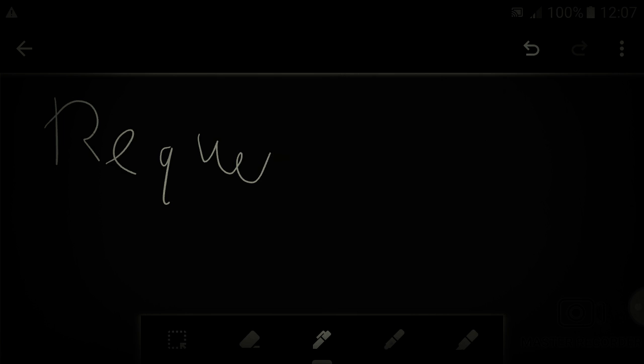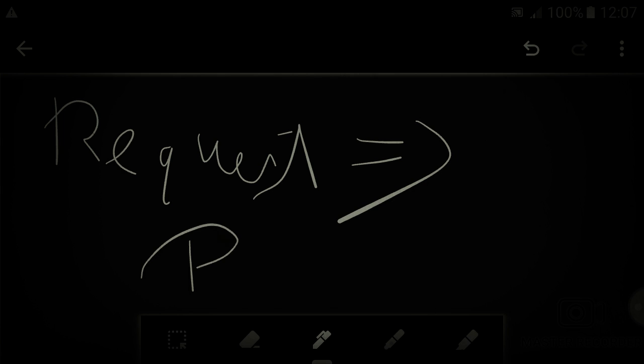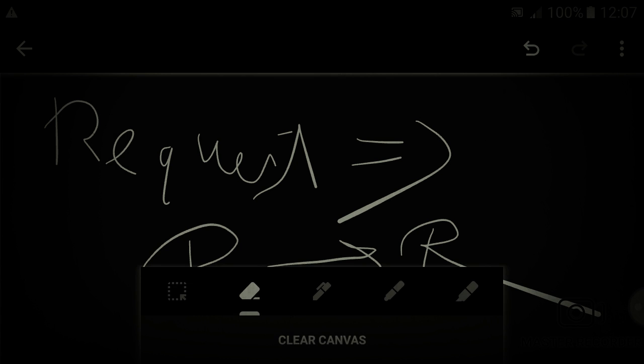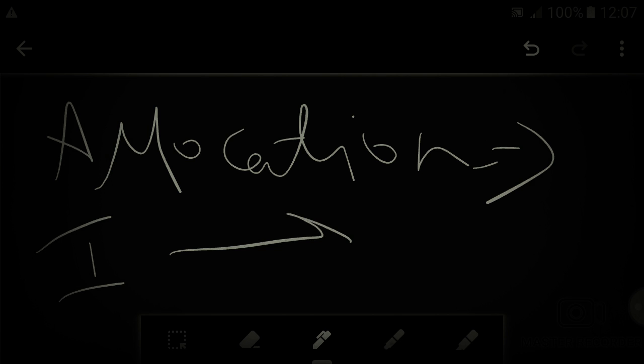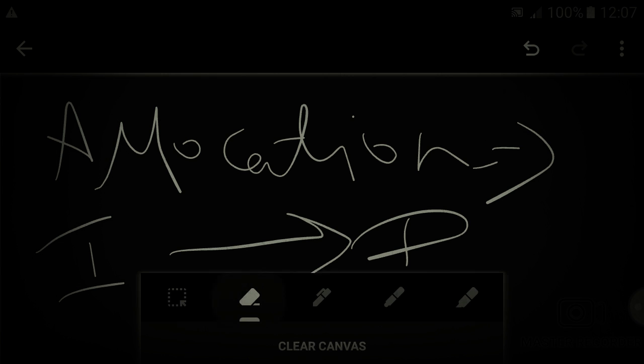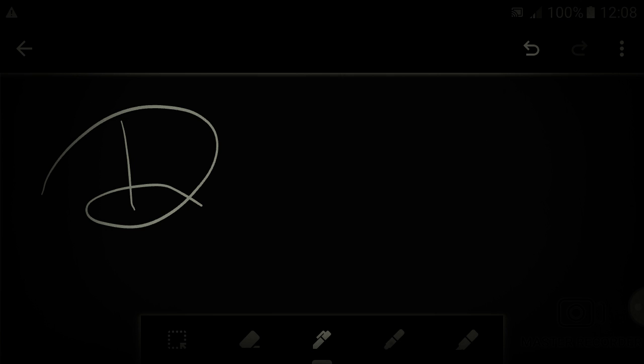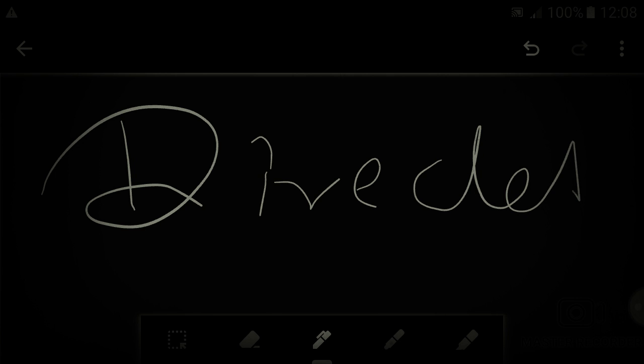Request is from process to resource, but this is not the same case with allocation. Allocation happens from an instance of a resource, not from a resource, instance of a resource to a process. So this is about the terminologies of graphs. So let's make the graph. Also, this resource allocation graph is directed. It is not an undirected graph.